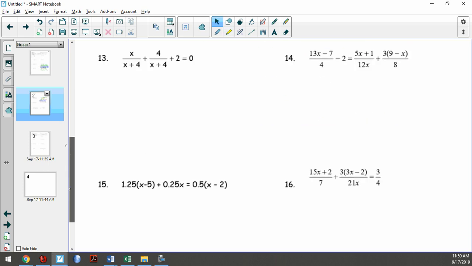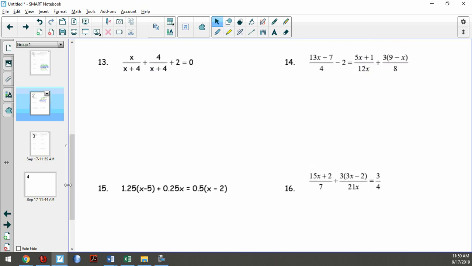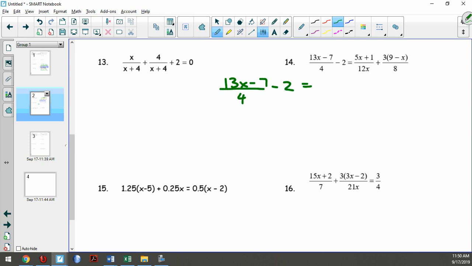So let's take a gander at what number was this? 14. Okay, the first thing I want to do whenever we look at problem 14 is I want to get rid of the parentheses up top. So I'm going to make this a 13x minus 7 over 4 minus the 2 is equal to a 5x plus 1 over 12x plus 27 minus 3x over 8. Does everybody see that, yes or no? Okay, it's just getting rid of those parentheses makes it a little bit easier on top.